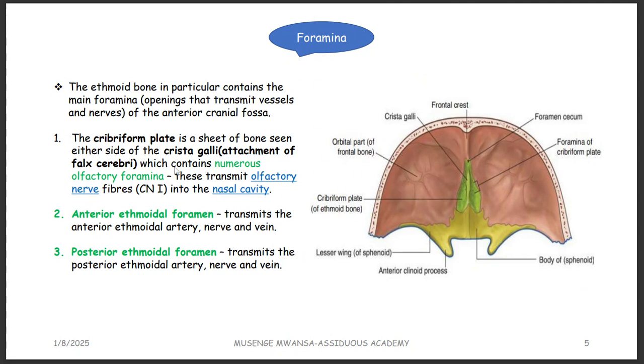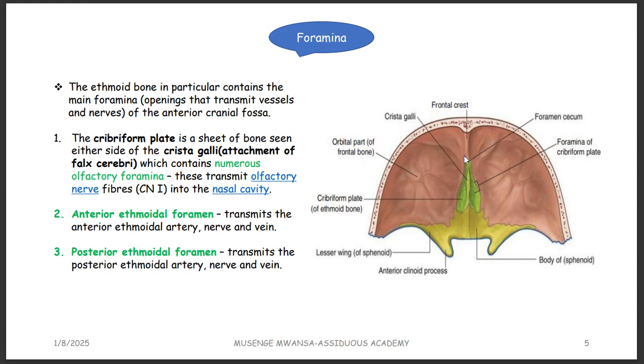The first opening we need to understand is these openings in the cribriform plate. Earlier, when we were talking about the bones, we said that we have got a lot of openings. This is a cribriform plate, which is part of the ethmoid bone. So this is the ethmoid bone here.